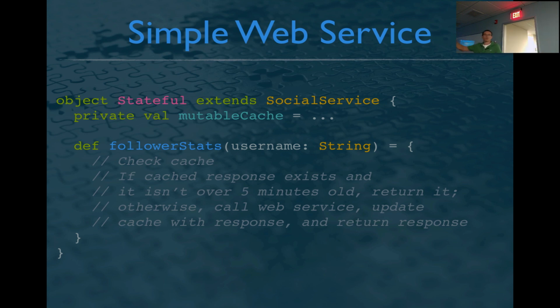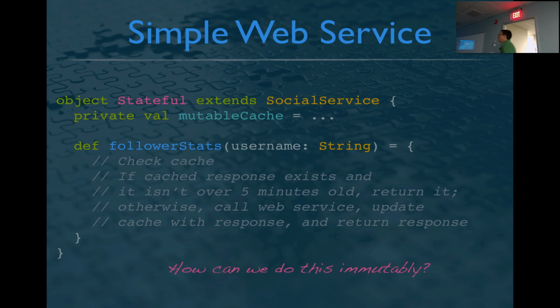We would check the cache for an entry with that particular username. And if the response exists and it's not stale, we would return that value. And if it exists and it is stale, or if it doesn't exist at all, we would go call the web service, update the cache, and return the response. Make sense?